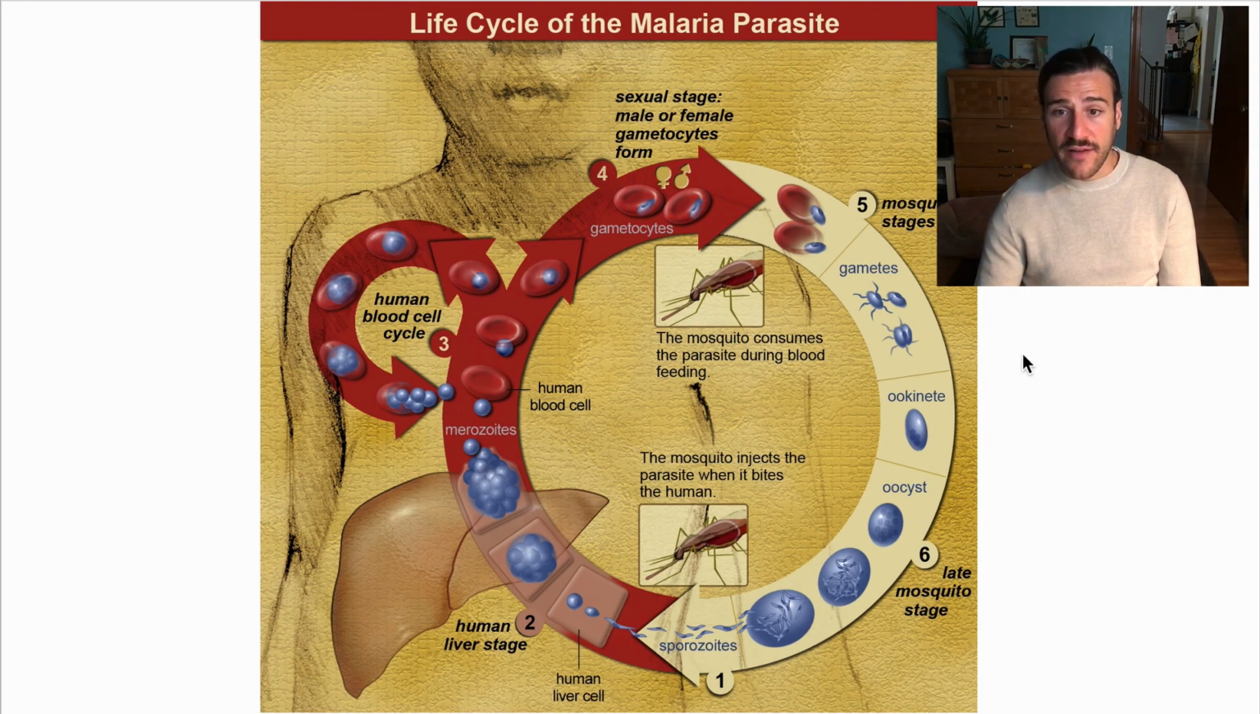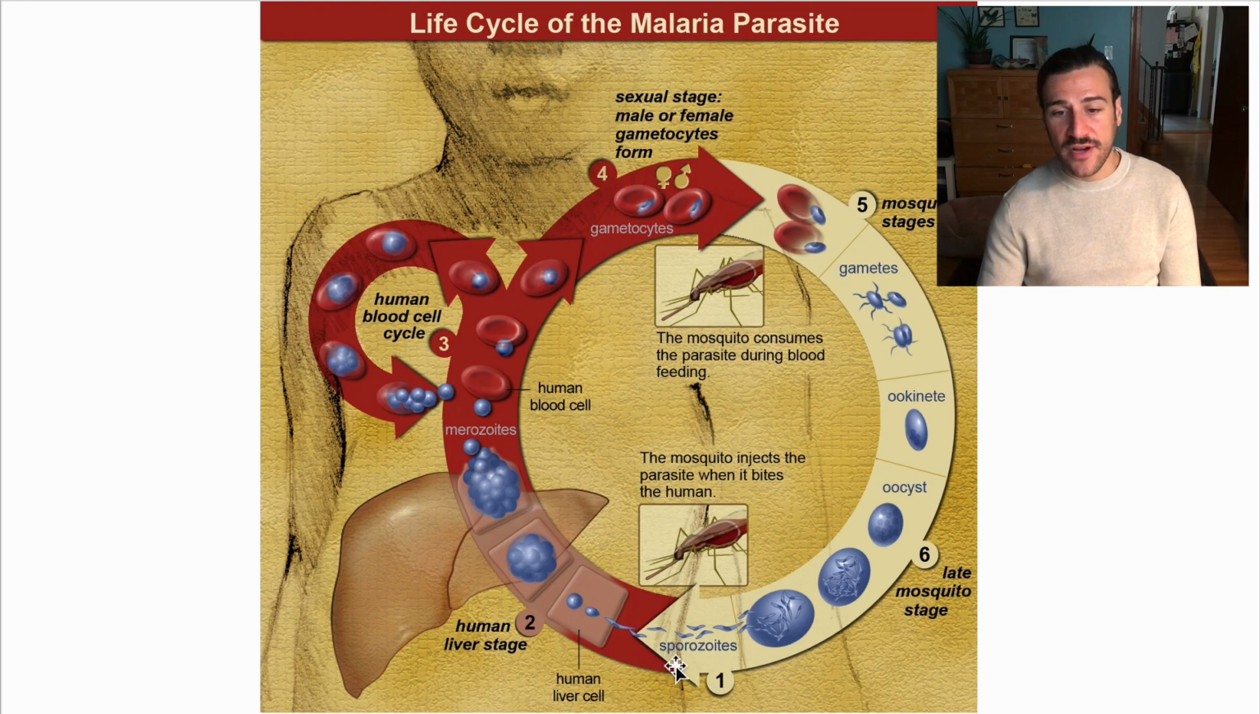The life cycle of the malaria parasite kind of looks like this. So where do we start? Let's start at 1. So this is actually where the female mosquito injects the sporozoites through its saliva into the human. So the red signifies the life cycle within the human, and then the white signifies the life cycle within the mosquito. So many parasites, they use multiple hosts like this.